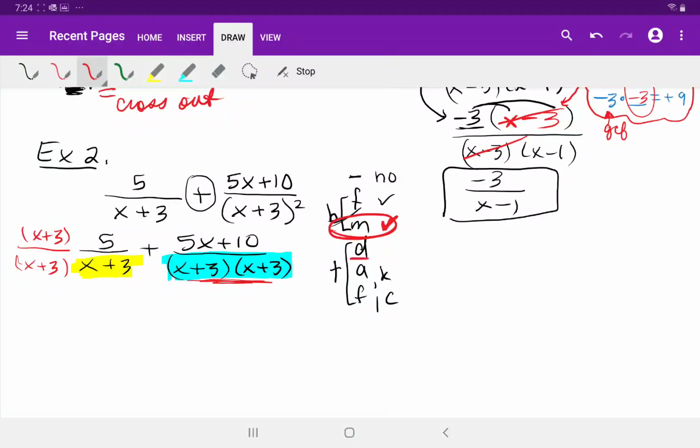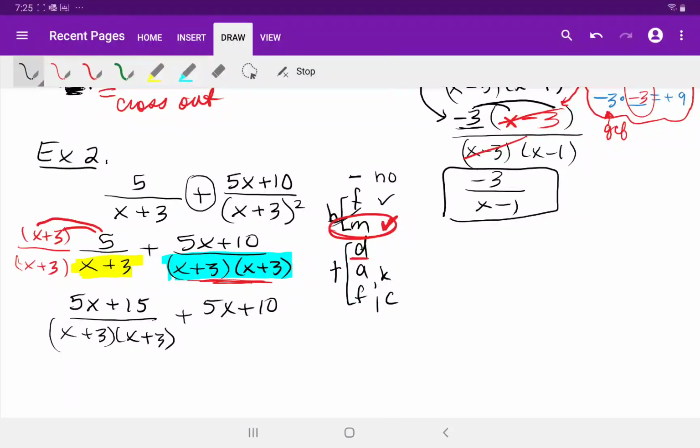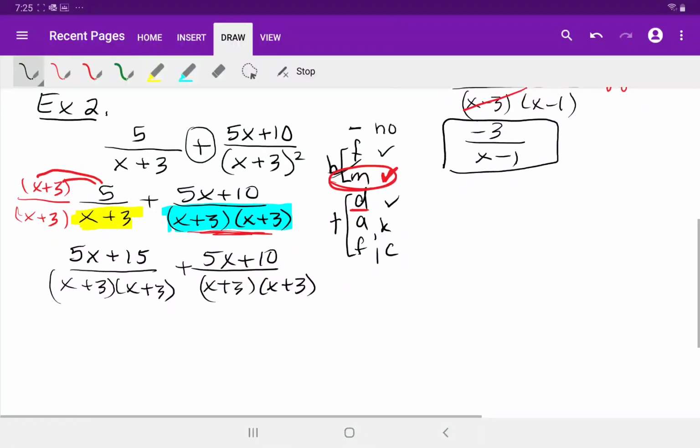D, distribute what? That would be distribute the numerators. In this case, there's only one numerator to distribute, so 5x plus 15. And then I have my x plus 3, x plus 3. And then I have my 5x plus 10. And I have my x plus 3, x plus 3. Now I have a common denominator. Okay, so those are the words that you're used to from middle school and elementary school. So now I have a common denominator.